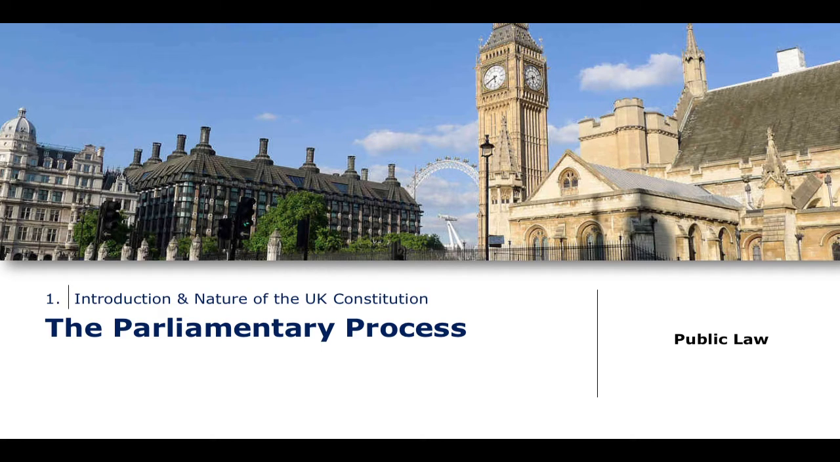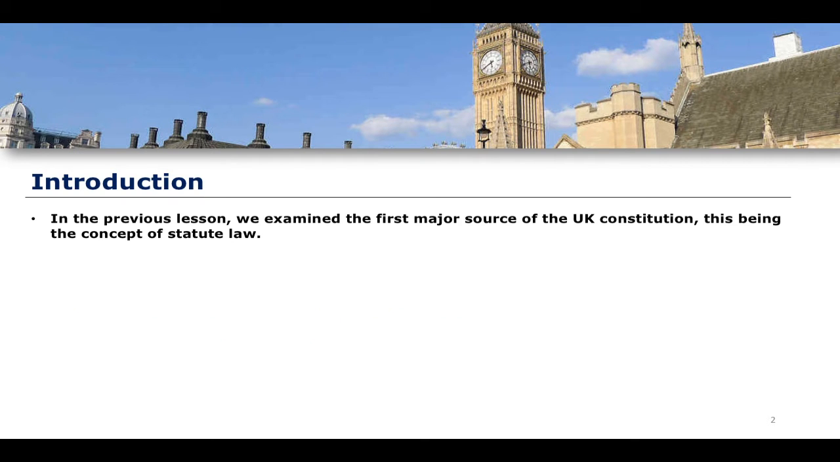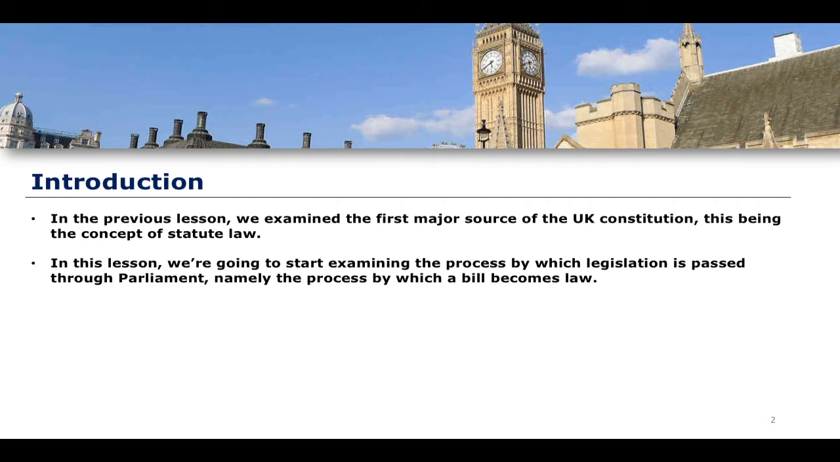And we're talking about the parliamentary process in this video. This is the next and continuing major source of the UK Constitution, the idea of there being statute law. The next videos will start to move on and look at the other sources of the Constitution, including the conventions, the common law, the royal prerogative, all of these different things. Like I said, we're going to start examining the process by which legislation is passed through Parliament, the process of a bill becoming a law.